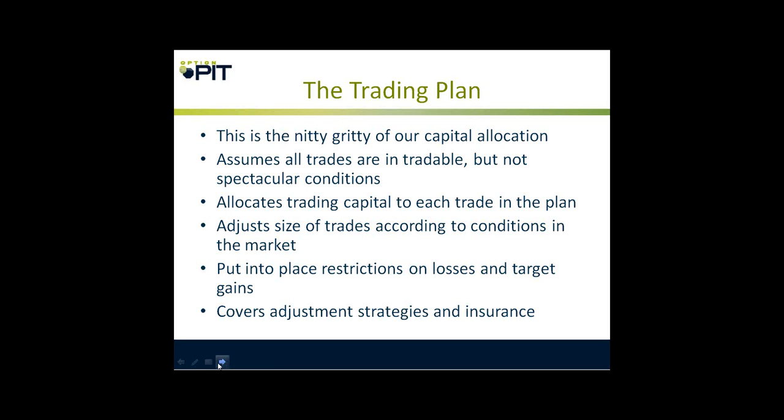There will be periods of time where one trade looks better than another. There are times where butterflies are better trades than condors. There are times where back spreads are better trades than both. There are times where short and long time spreads are better than both. So then you allocate capital to each trade in the plan and then adjust the size of the trade according to conditions in the market and actually how much you already have in the market of one particular trade.